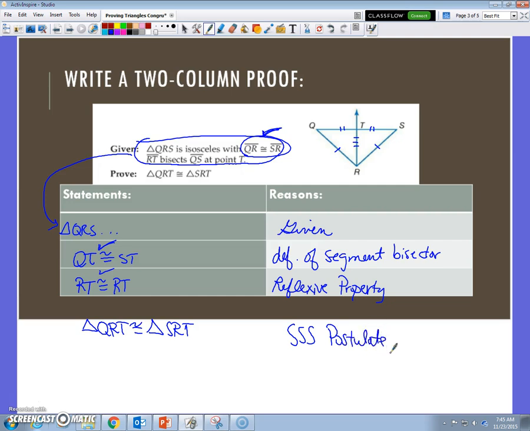So, new proofs today. With this postulate, like I said, we don't have to prove all the angles, we just have to prove that all three sides are congruent. We'll have some definitions, and we'll have some reflexive property, things like that, but also try to keep in mind the emphasis on the side-side-side postulate as well.